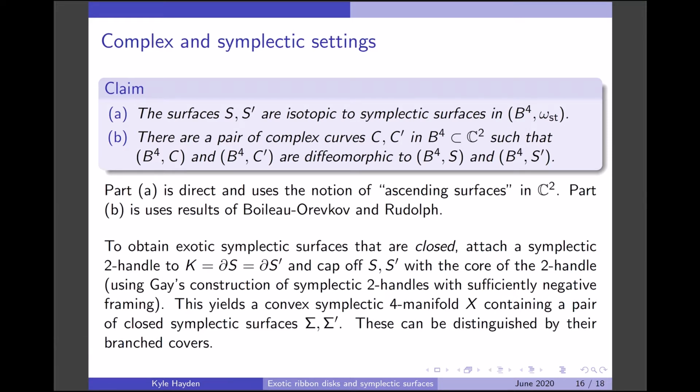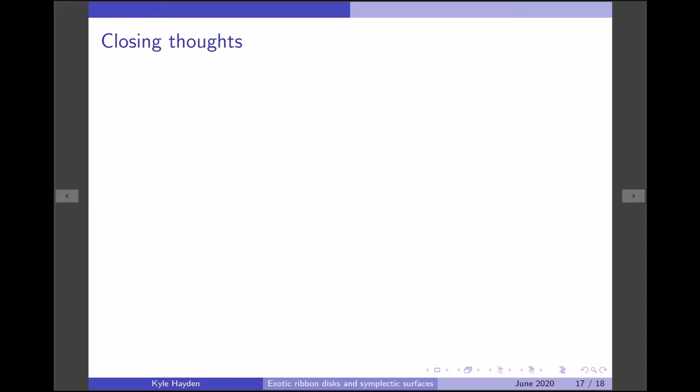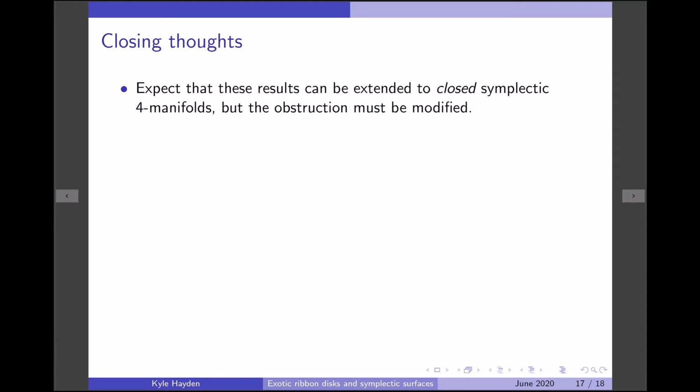All right, so in closing, I just want to make a few remarks about these proofs and results. And the first is that I expect that these results can be extended to closed symplectic four-manifolds, but the obstruction is going to need to change. And the point is that we were using the adjunction equality for surfaces in Stein domains, but that's not going to apply in the closed symplectic setting.